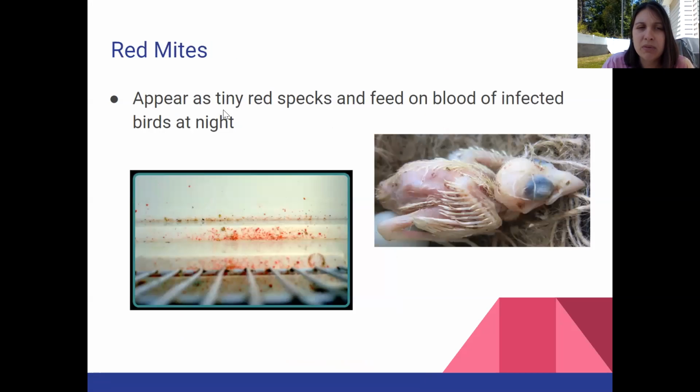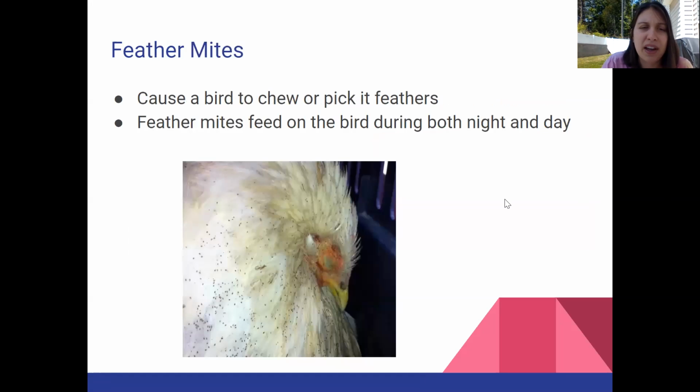Red mites will typically only feed at night. So if you put your bird to bed, but you still hear them creating a lot of ruckus, and that's out of character for them, and you come in and you see them starting to pull at their feathers, you might see a little bit of weird red splotches that can indicate red mites. Whereas with feather mites, your bird's going to be picking and messing at their feathers day and night. Feather mites aren't picky about when they try to feed.